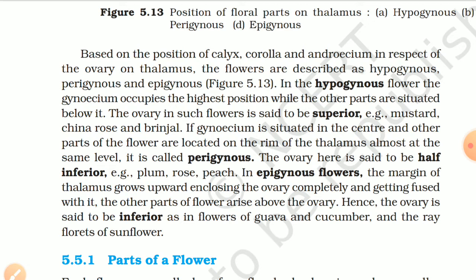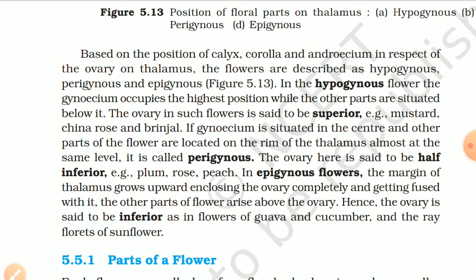Figure 5.13. In the hypogynous flower, the gynoecium occupies the highest position while the other parts are situated below it. The ovary in such a flower is said to be superior. Example: mustard, China rose, and brinjal.